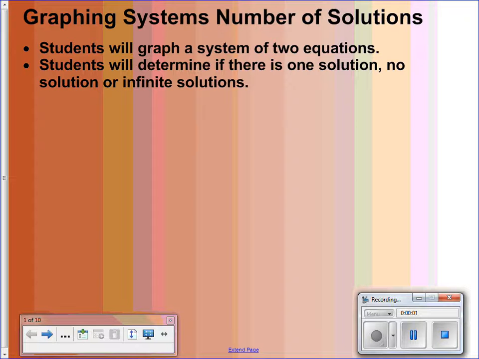In this lesson, we'll be graphing systems of equations to find the number of solutions. At the end of the lesson, you should be able to graph a system of two equations and determine if there's one solution, no solution, or an infinite number of solutions.